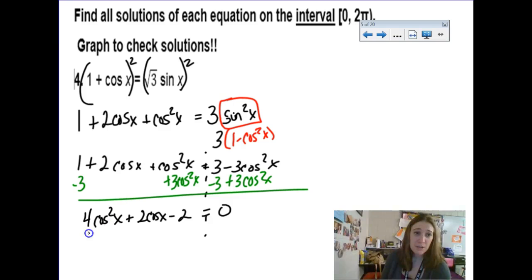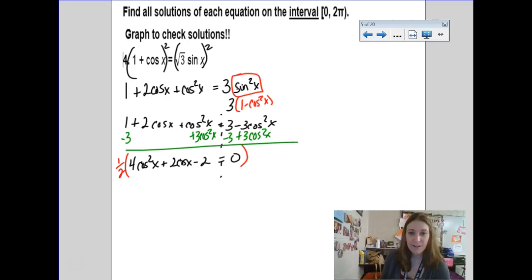And I'm going to do everything I can to make my life easier. So if I divide everything here by a 2, or multiply everything by 1/2, at least it gives me some smaller numbers to work with. So 2 cosine squared plus cosine minus 1. All right, that's not too bad to factor.